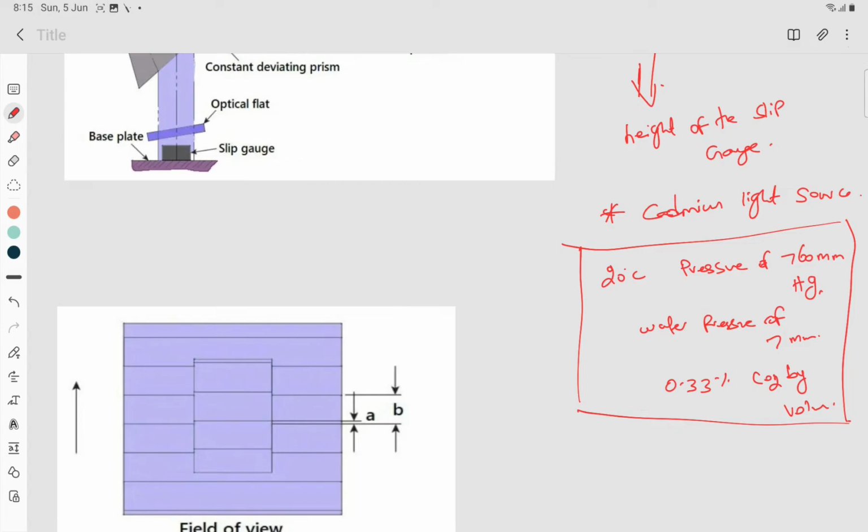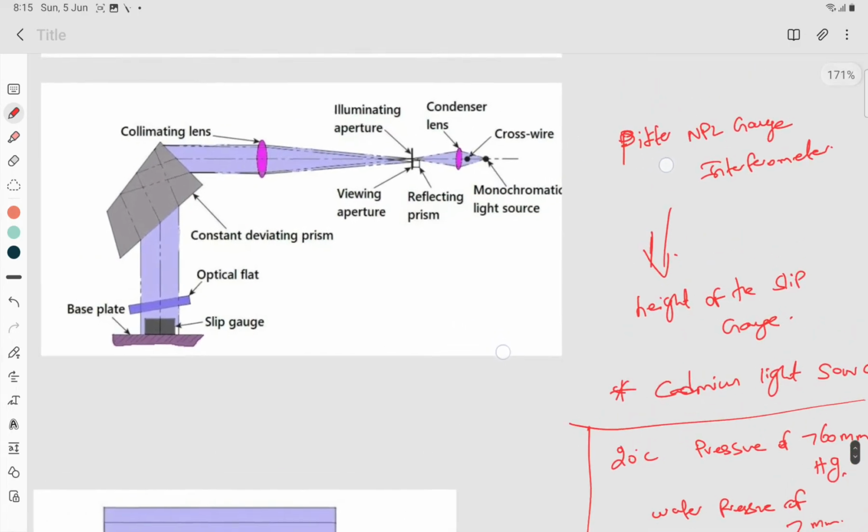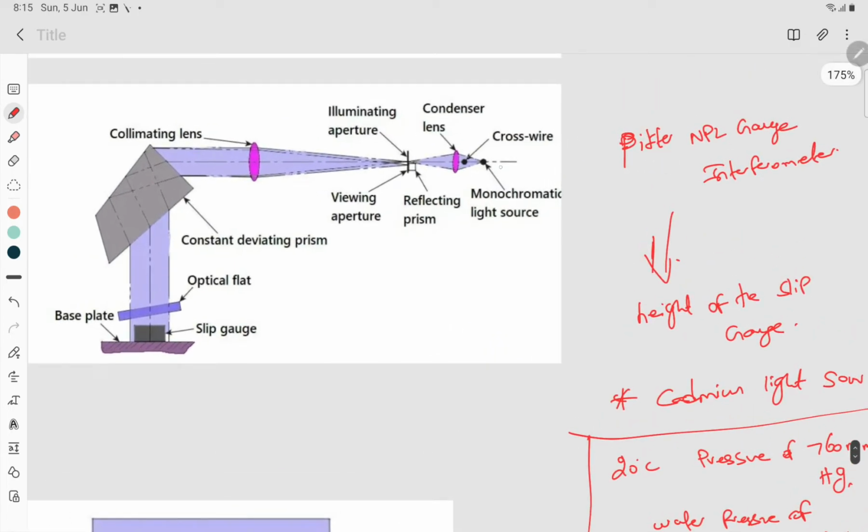So you can see it from the figure. It has a monochromatic light source, which is usually cadmium. It is condensed with the help of a condenser lens. Then it is passed through this illuminating aperture. From the illuminating aperture, it falls on this collimating lens, which transmits parallel light waves. From the collimating lens, it falls on this constant deviating prism.